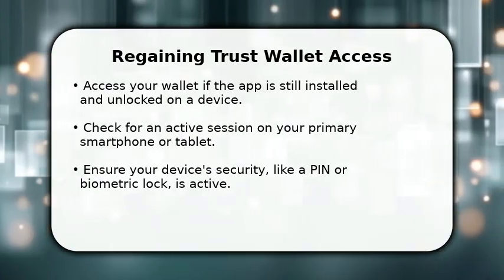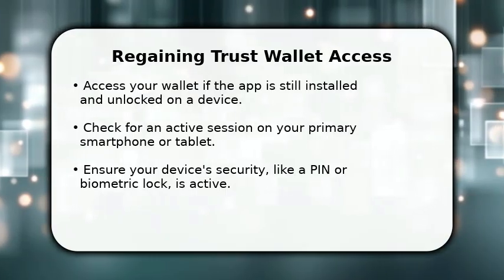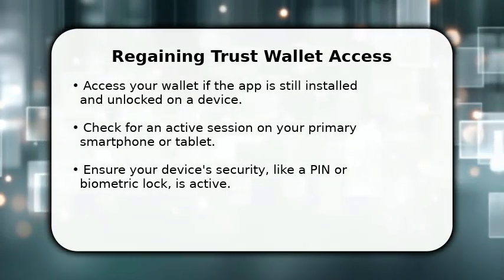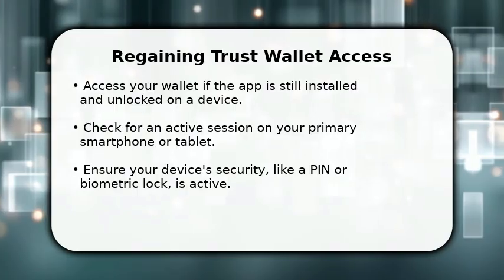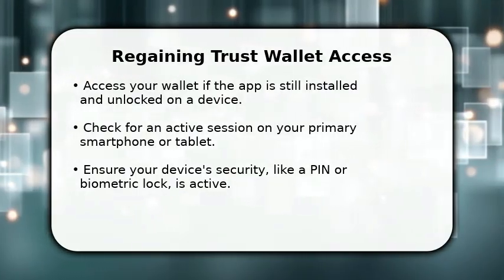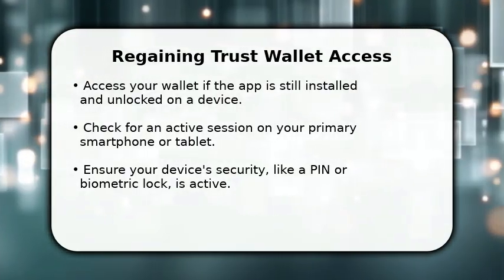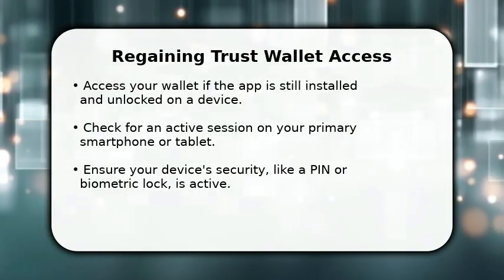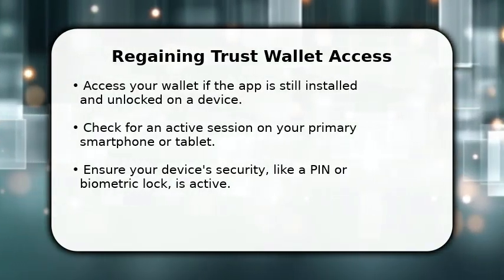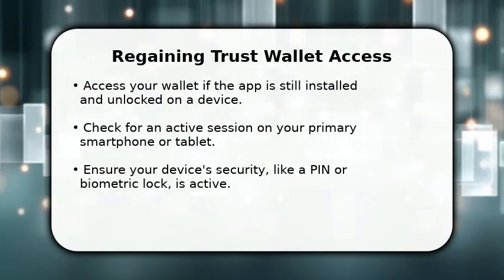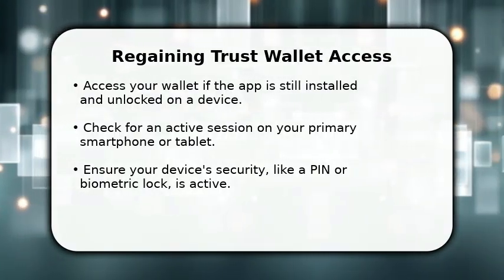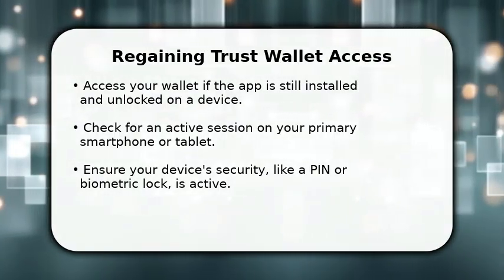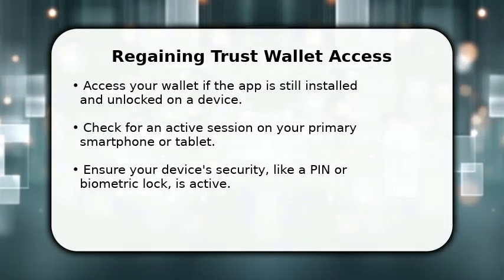In this video, I will explain how to access Trust Wallet without your phrase. First, if your Trust Wallet app is still installed and unlocked on a device, you might already have access. Check your primary smartphone or tablet for an active session. If the app is open and functional, you can proceed to secure your funds or retrieve your recovery phrase from within the application itself. This is the most straightforward path.